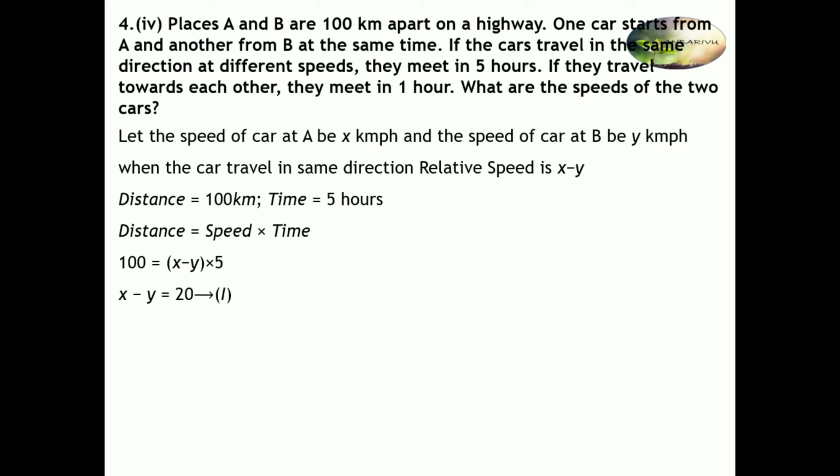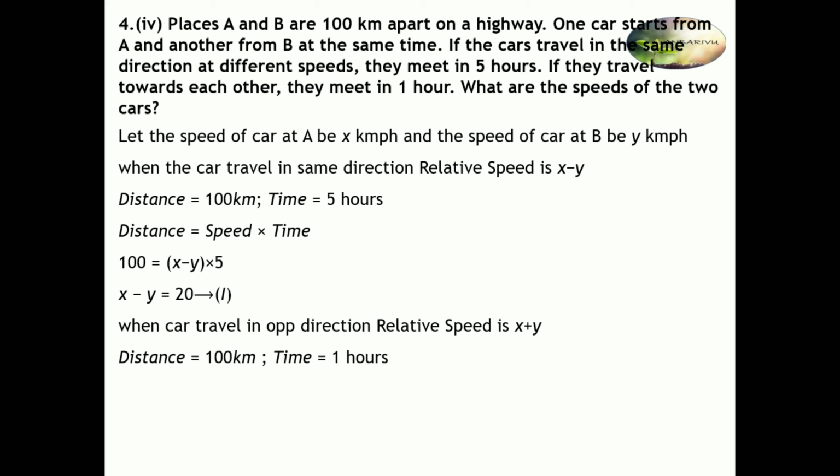Then second case, if the cars travel in opposite directions, then the relative speed is x plus y. Here the distance is 100 only, time is 1 hour. Speed into time is equal to distance. So 100 is equal to x plus y. That is our second equation. Now we have to solve the first and second equations. Here we need to eliminate one of the variables. I am going to eliminate variable y.